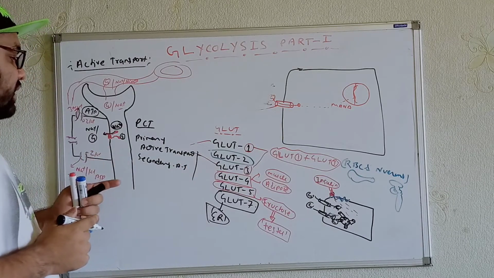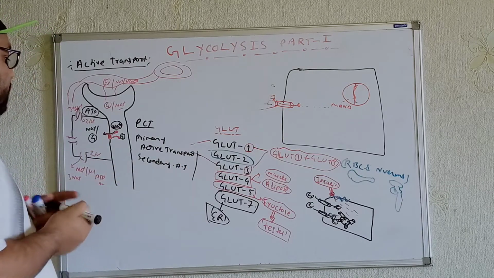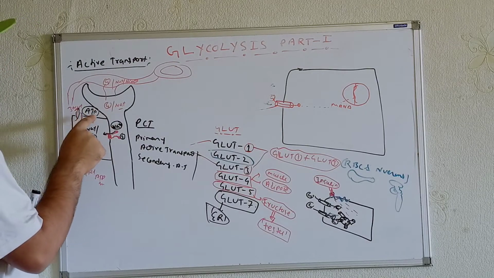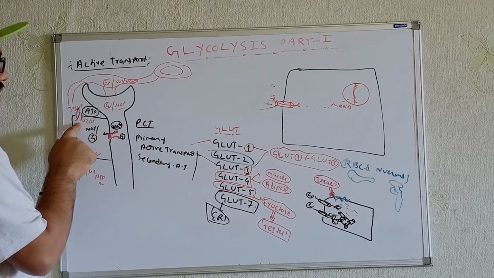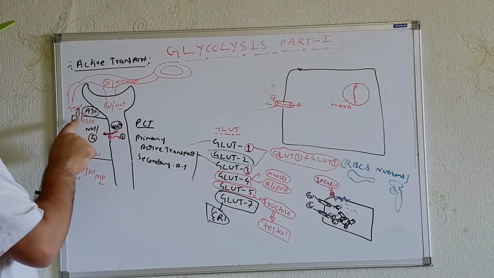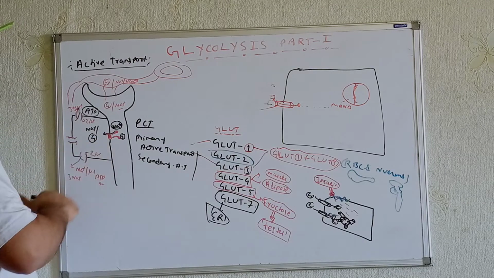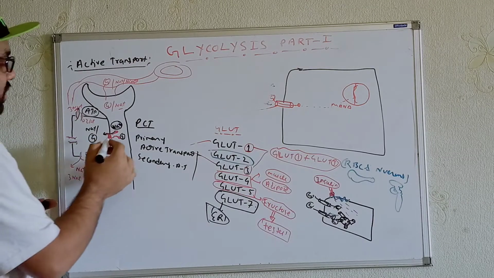The primary active transport means that in the transport protein, the ATP is directly getting utilized. So whenever the ATP is directly getting utilized, as in the sodium potassium ATPase, we can say this type of transport is known as primary active transport. Now the other will be known as the secondary active transport. Why? Let me show it over here.